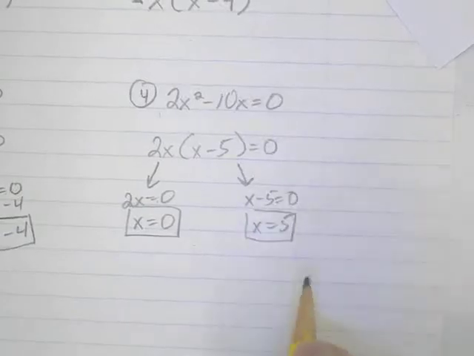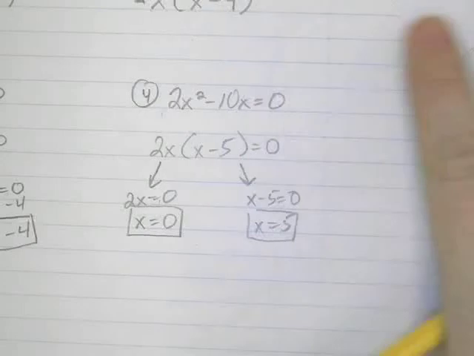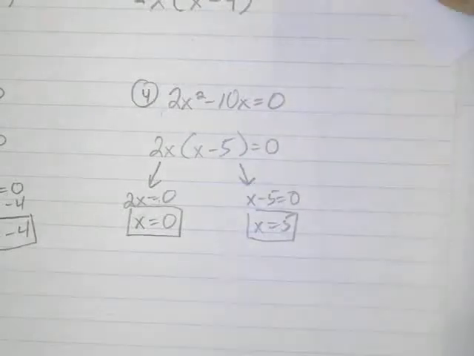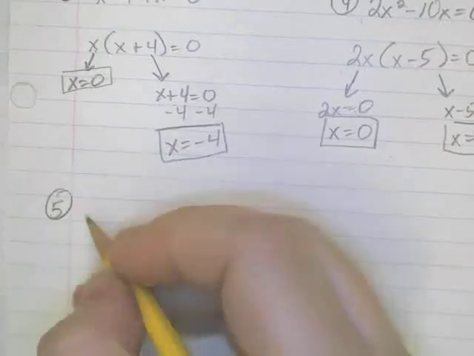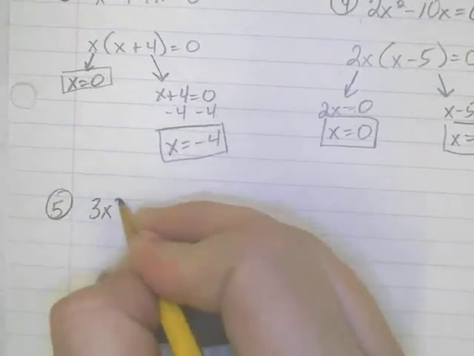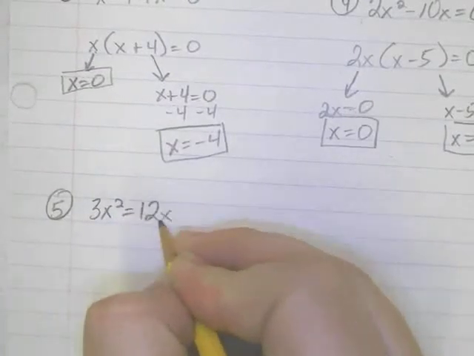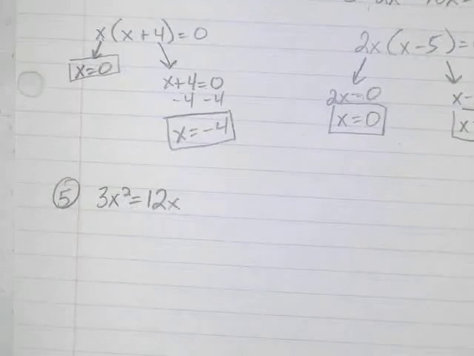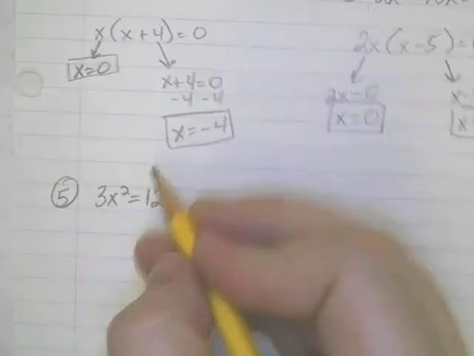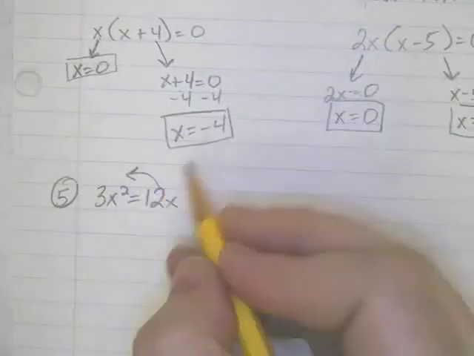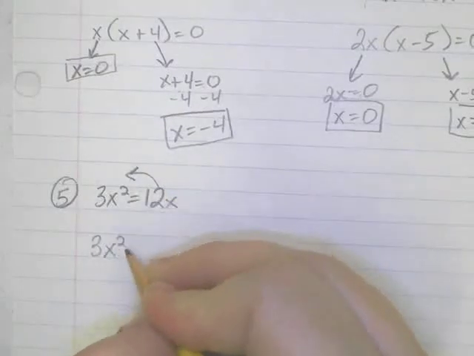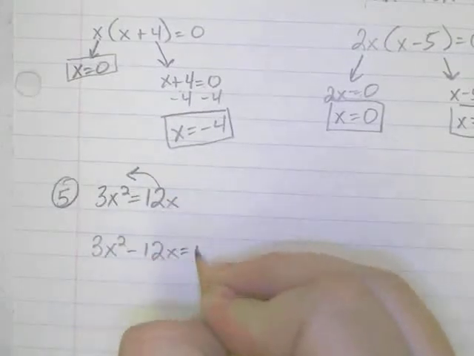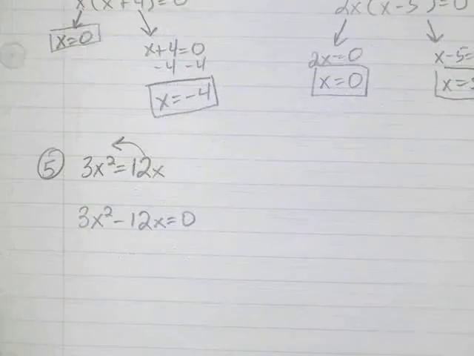Okay. Now, sometimes you're going to have problems where things don't line up correctly, and so let's do one of those to make sure you understand what happens. So I get 3x squared equals 12x. Now again, in order to do these, they have to equal 0. So I'm going to have to move this over here. And to move a positive 12x over, you're going to subtract 12x. And now you have a problem you should be able to do.